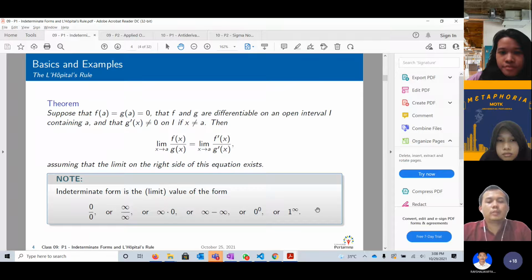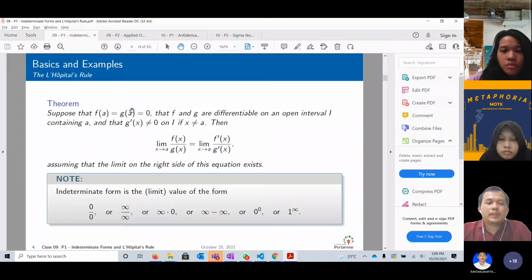So if we have forms like this, we cannot find the value of the limit because it cannot be determined. But don't worry, we have a trick that is called L'Hopital's rule. What L'Hopital's rule says is that if we have a limit of a quotient like this, f over g, then it is equal to the limit of f prime over g prime if f over g is in an indeterminate form.